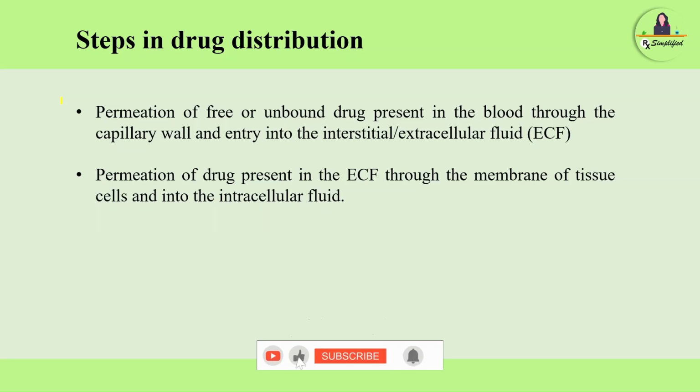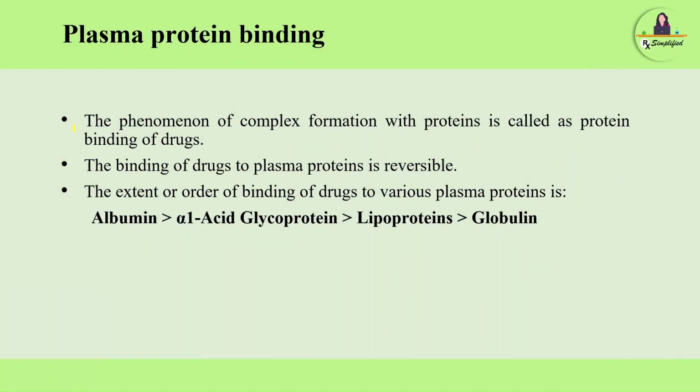Steps in drug distribution. Meaning, for distribution, what are the steps to be followed? First step is the permeation of free or unbound drug present in the blood through the capillary wall and entry into the interstitial or extracellular fluid, means ECF. And the second step is permeation of drug present in the ECF through the membrane of tissue cells and into the intracellular fluid. Next is the plasma protein binding.